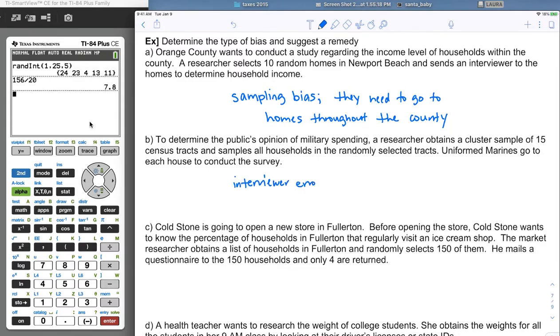Not only do they perhaps have a vested interest in the result of the survey, they may also cause the people responding to not give a truthful statement. They may feel bad about saying they want to cut spending or something like that. So they should probably just send a third-party interviewer, not someone specifically involved in the military.